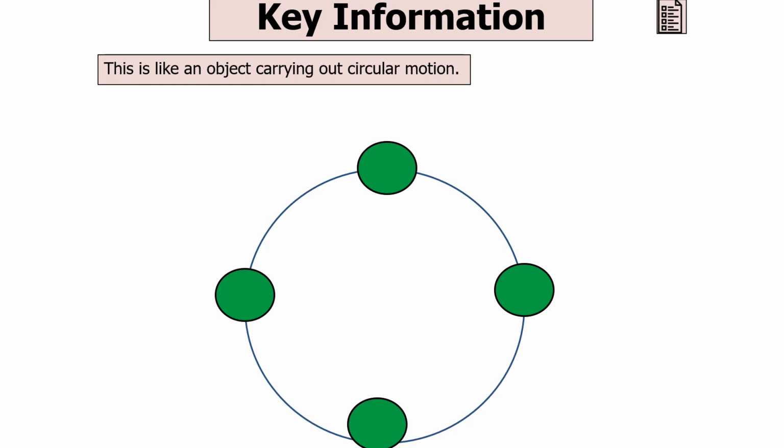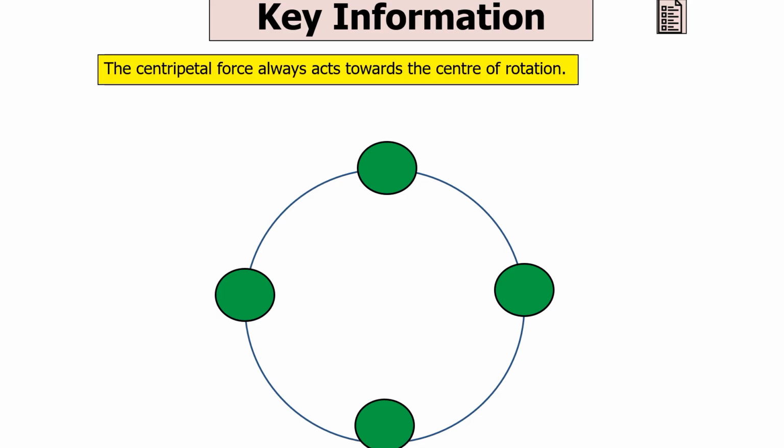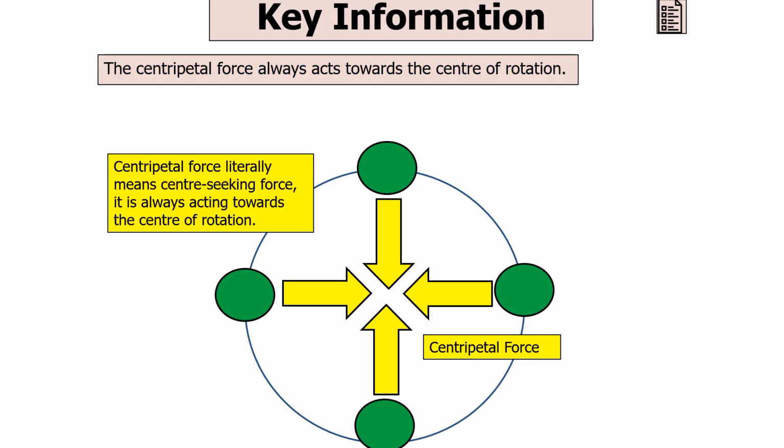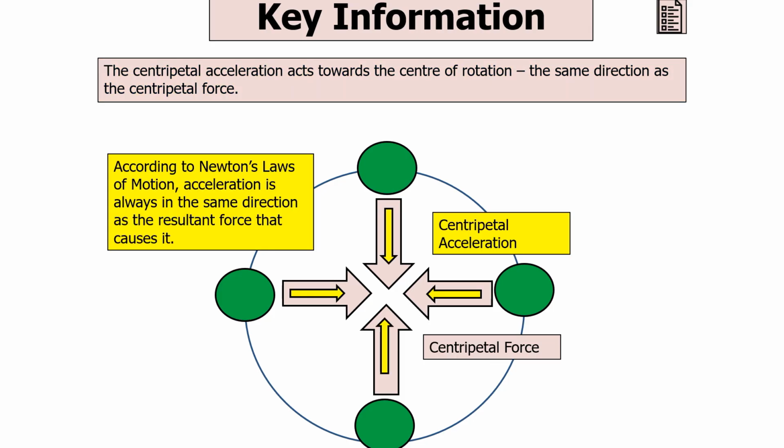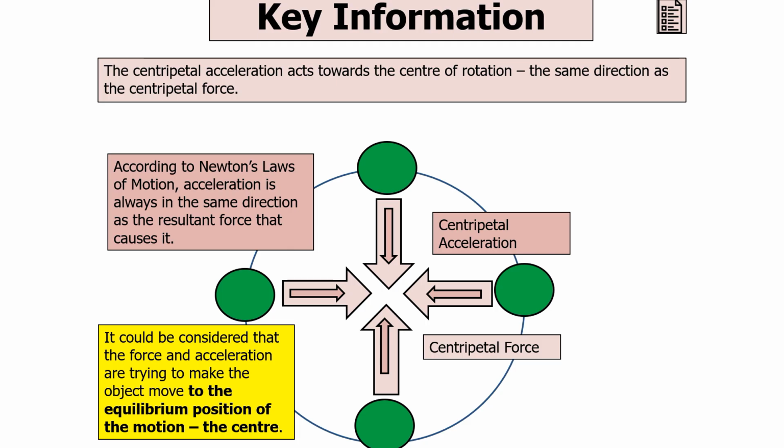Now, this is like an object carrying out circular motion. The centripetal force always acts towards the centre of rotation. The centripetal force, literally meaning centre-seeking force, is always acting towards the centre of the rotation. This therefore means that the centripetal acceleration acts towards the centre of rotation, the same direction as the centripetal force, because according to Newton's laws of motion, acceleration is always in the same direction as the resultant force that causes it. It could be considered that the force and acceleration are trying to make an object move back to the equilibrium position of the motion, the centre.